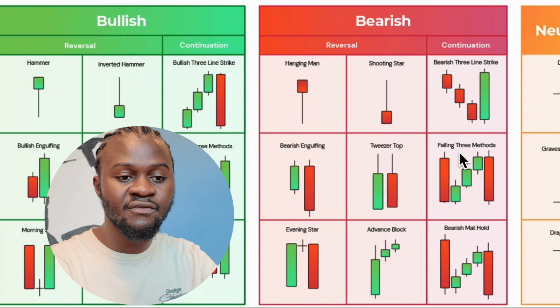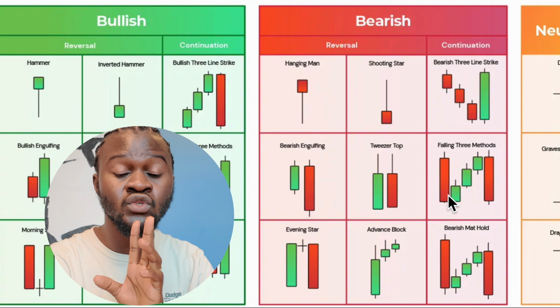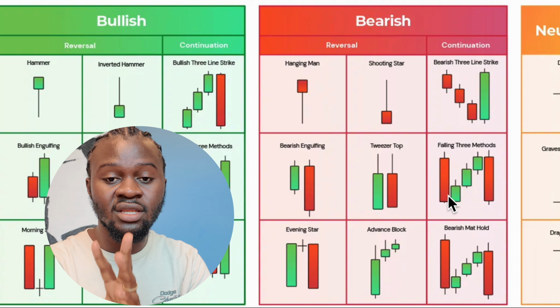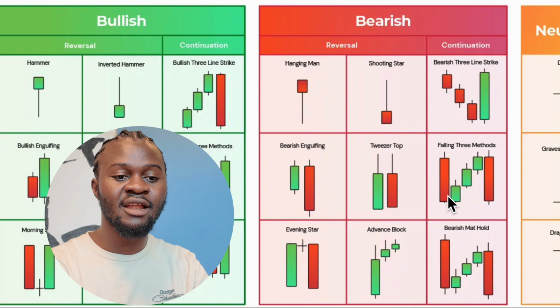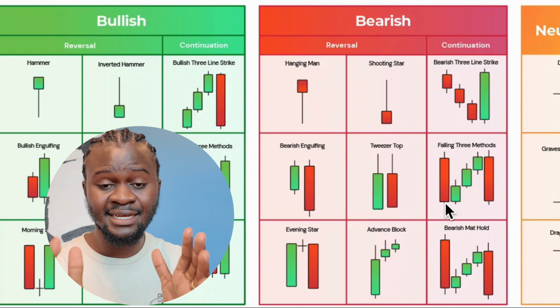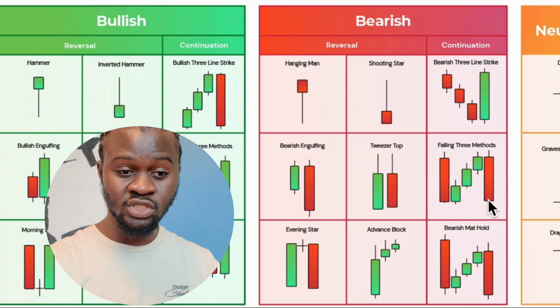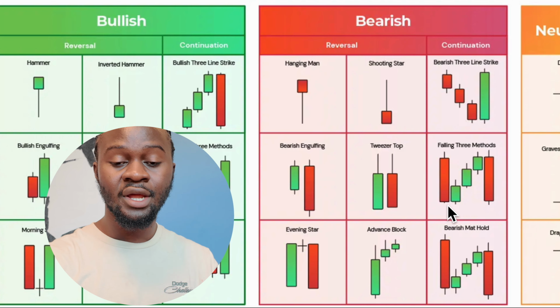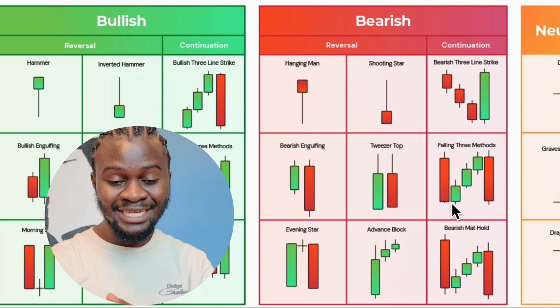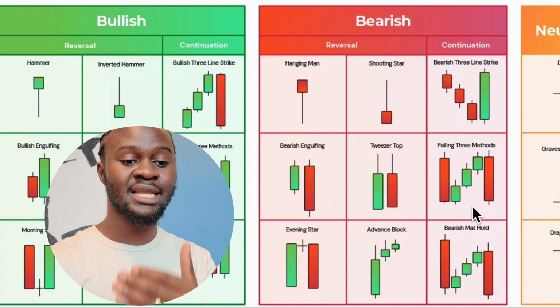And how can you identify this? You'll see 5 candlesticks which is made up of 2 strong bearish candlesticks and 3 green candlesticks that form between the high and the low of the first candlestick. And the last one, which is the 5th candlestick, must close at or below the first candlestick. All right, so that is how you confirm that when you see this, you know that there's going to be a continuation in a downtrend.